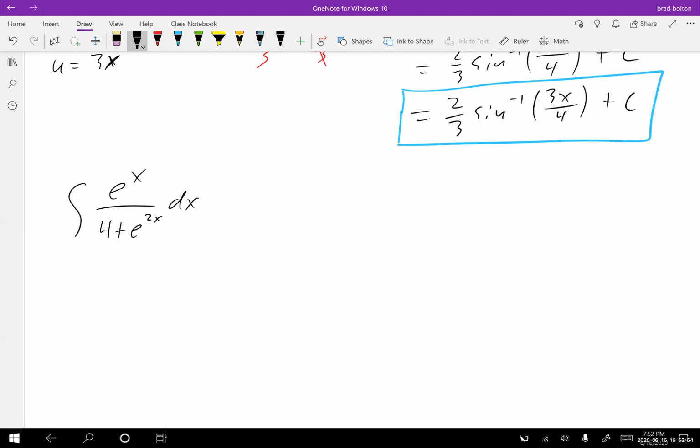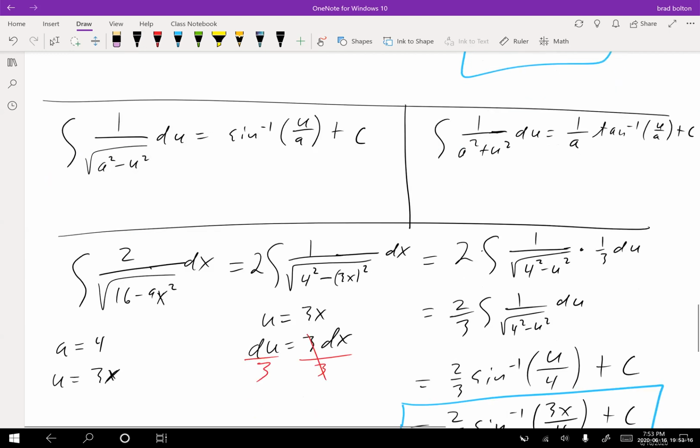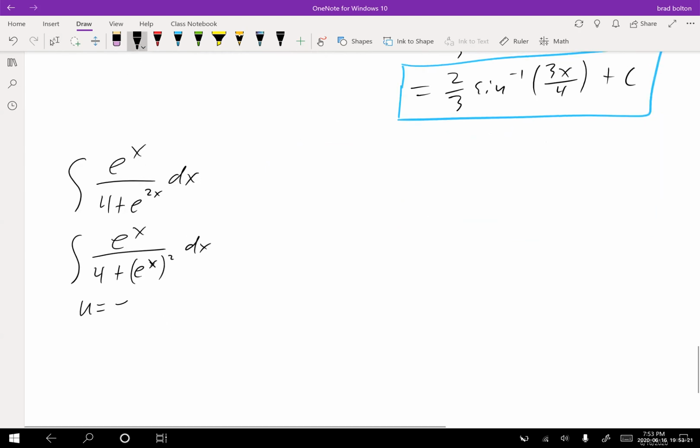Okay, so what we're going to do is identify this for what it really is, right? In this case, isn't it really e to the x over 4 plus e to the x quantity squared, like that, dx? So this looks an awful lot like this guy, right? So I now can declare my u to be e to the x, du is worth e to the x dx, right? The easiest derivative ever, of e to the x is e to the x.